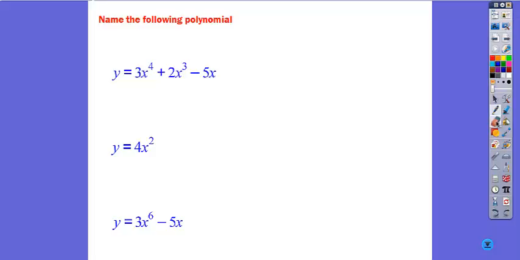Okay, so for the first one, what's the degree of the polynomial? As in, what is the biggest power? 4. So what do we call a polynomial of degree 4? Quartic. And how many terms do we have? 3, so that would make it a quartic trinomial, right?